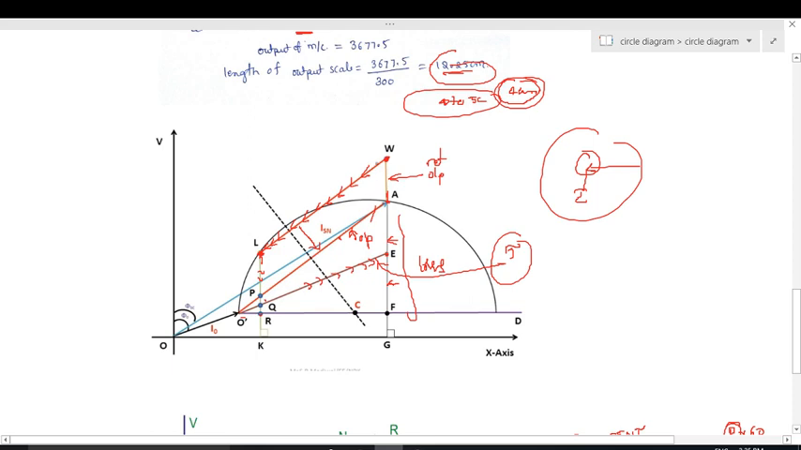We drew a line parallel to the output line, and it intersects the semicircle here. We should take this point, not this point. And look at this: KR indicates the no load losses. RQ is nothing but, look at this, extend this, Q to E and R to F.